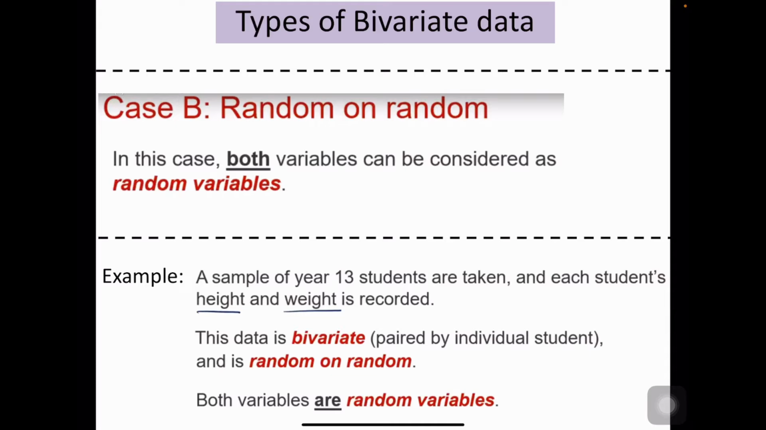You can't go out there to a group of Year 13 students and say, okay, I want someone who has a weight of 50 kg, 60 kg, 70 kg, 80 kg. It's random. You're not going to have these perfect intervals between the heights or the weights. So height and weight are both random variables, and this is an example of random on random bivariate data.